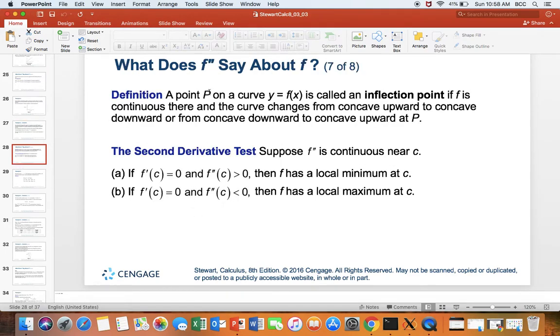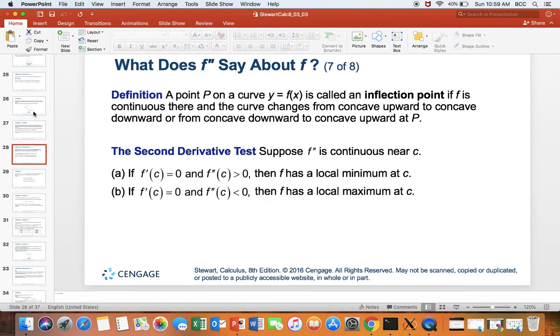Okay, which brings us to inflection point. A point P on a curve is called an inflection point if f is continuous and the curve changes from concave up to concave down or from concave down to concave up. So inflection point is where concavity changes.